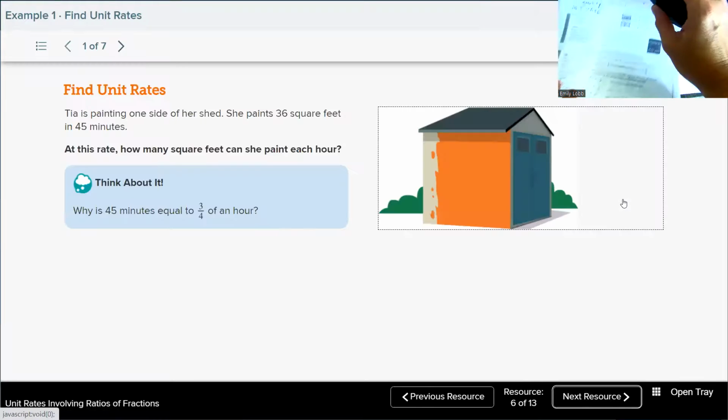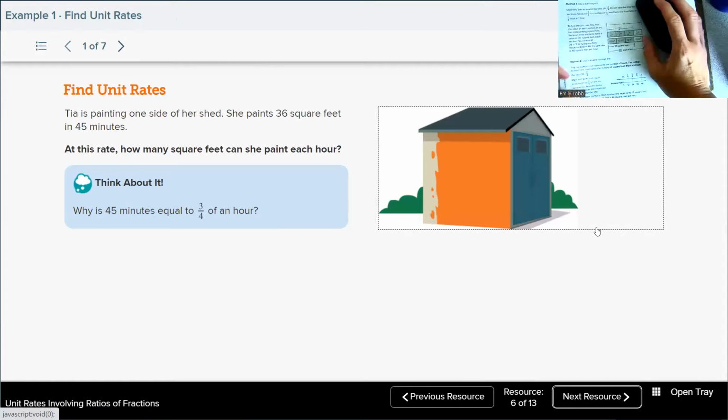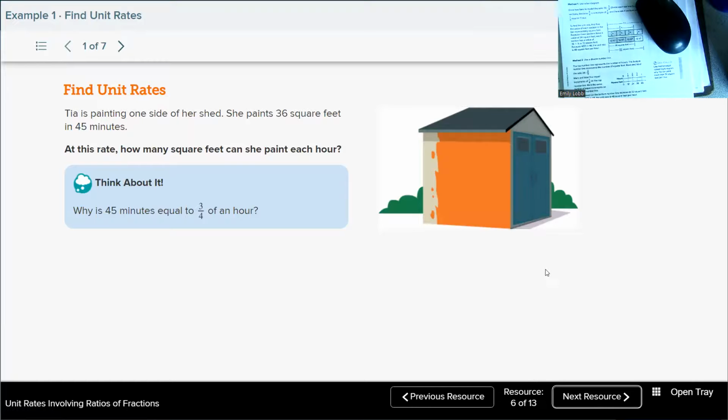All right, so we're going to find unit rates. Example 1. Tia is painting one side of her shed. She paints 36 square feet in 45 minutes. At this rate, how many square feet can she paint each hour? So why is 45 minutes equal to 3/4 of an hour?